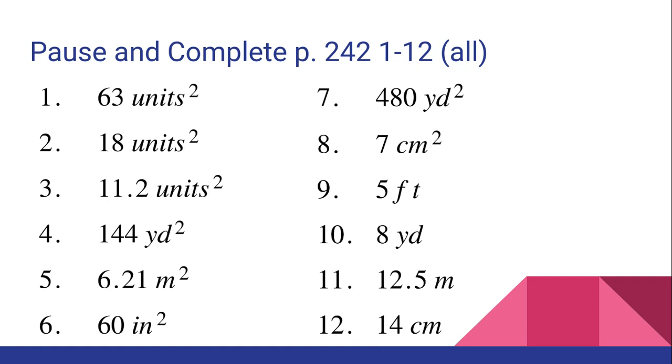Number 9, we're finding the unknown measurement. So we needed to do 25 divided by 5, which is 5 feet. 10, we needed to do 136 divided by 17, which is 8 yards. Number 11, 70 divided by 5.6, which is 12.5 meters. And on the last one, 140 divided by 10, which is 14 centimeters.